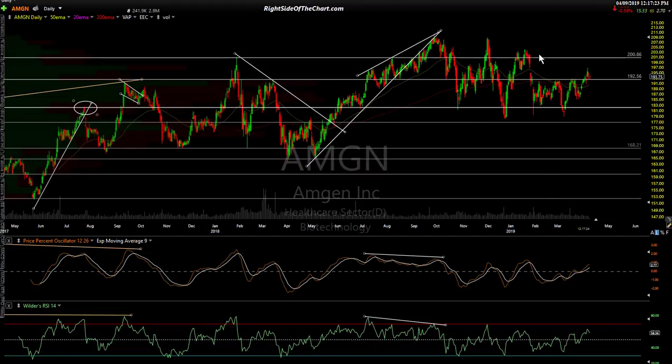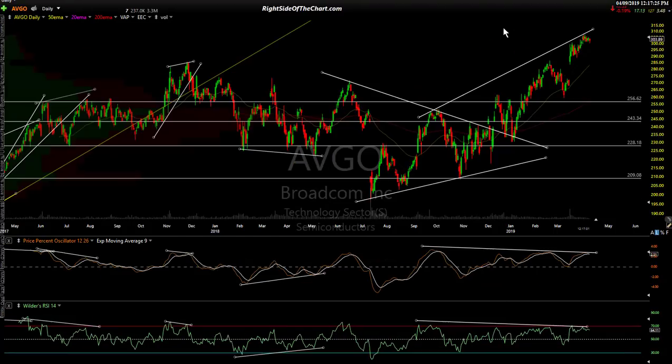Amgen, messy chart. I don't see a lot. This is just chopping around sideways. AVGO, divergence as it moves higher. Not one of my favorites, but it's getting a little stretched, and I don't like that divergent high.